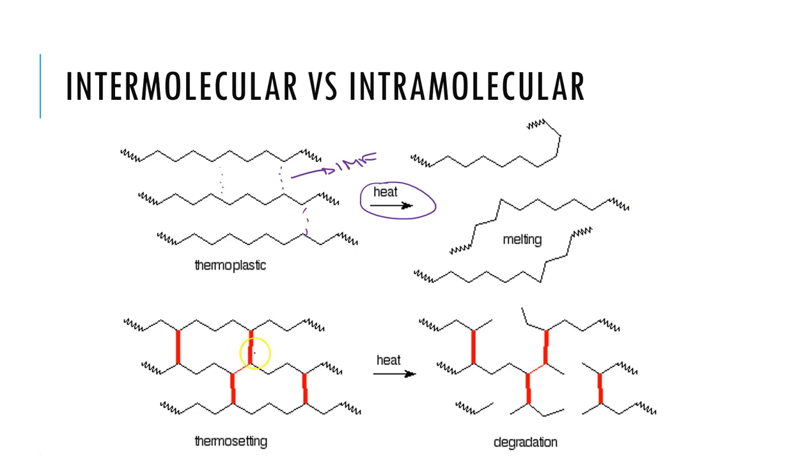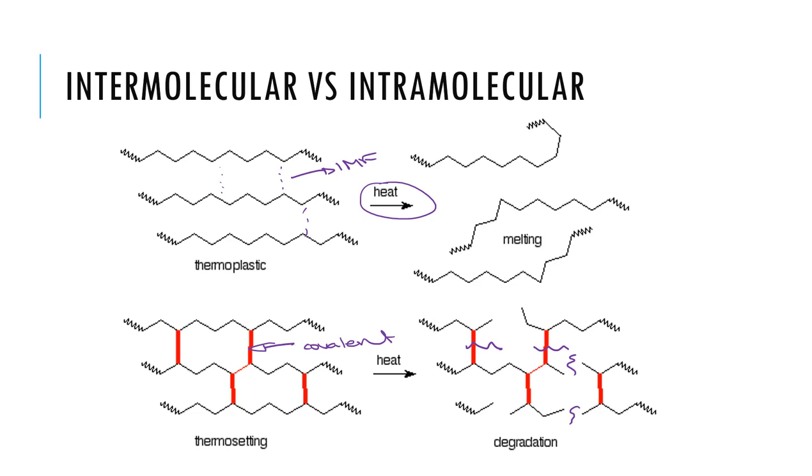Okay, in the case of thermosetting, these crosslinks are covalent. Okay, these are actual bonds. So in order for the strands to be able to break apart and slide over each other like we see in melting, we would need to actually break these covalent bonds. And what happens is we're actually more likely to, or as likely to, break bonds within the polymer chain as we are between the polymer chains.